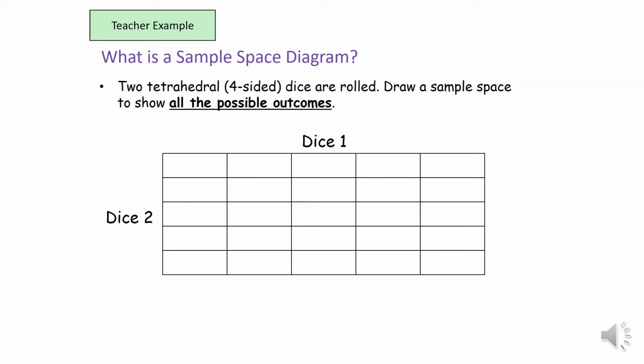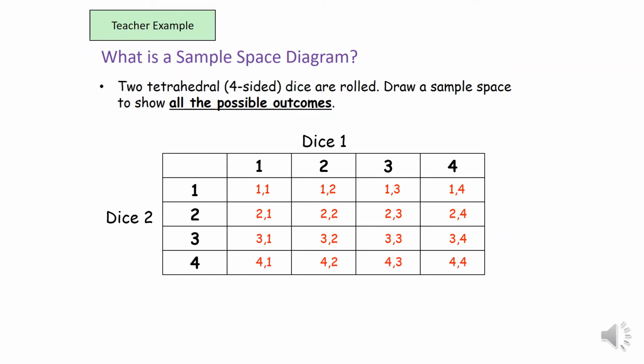So we have to show all the possible outcomes. On the first dice you can either get a 1, 2, 3 or 4. And on the second dice we can either get a 1, 2, 3 or 4. So these here are our possible outcomes. We can either get a 1 and a 1, a 1 and a 2, a 1 and a 3, a 1 and a 4 and so on. And these are all our possible outcomes.